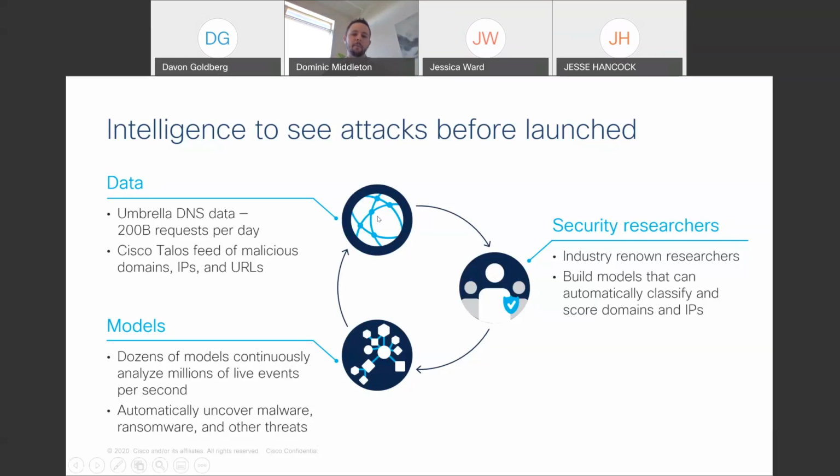And some of the data we kind of already talked about, 200 billion requests per day. We see about 5% of the internet. We see more emails and traffic and everything than anybody out there. That gives us a chance to get there first and stop the attack first.